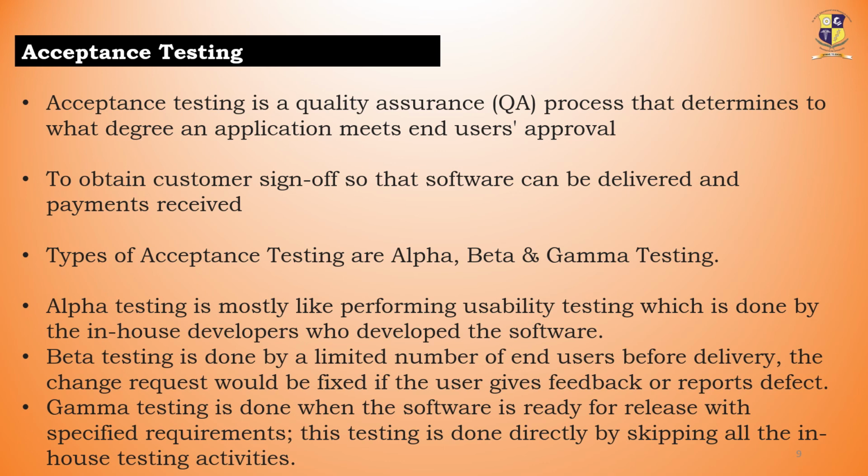And then gamma testing is done when the software is ready for release with specified requirements. Gamma testing is the last final testing, done when the software is ready for release with the specified requirements. But this testing is done directly by skipping all the in-house testing activities. I mean, gamma testing is a testing where you skip all the in-house activities and directly test at the customer end.